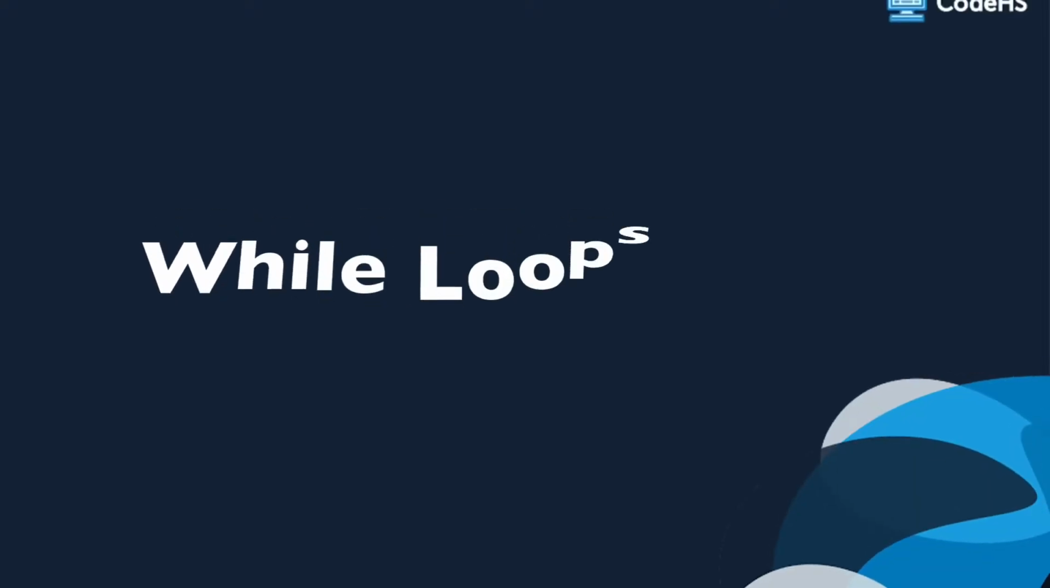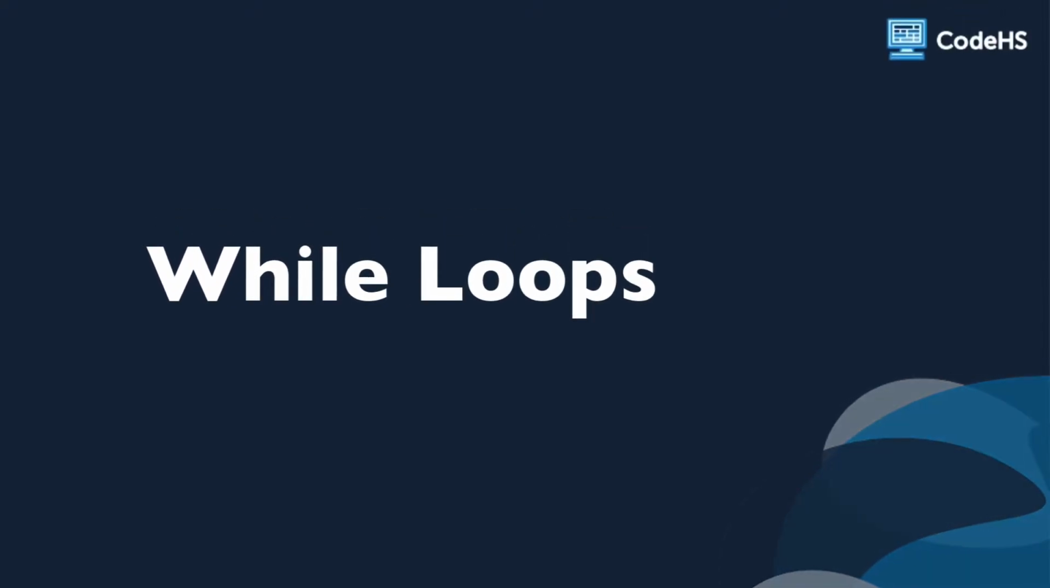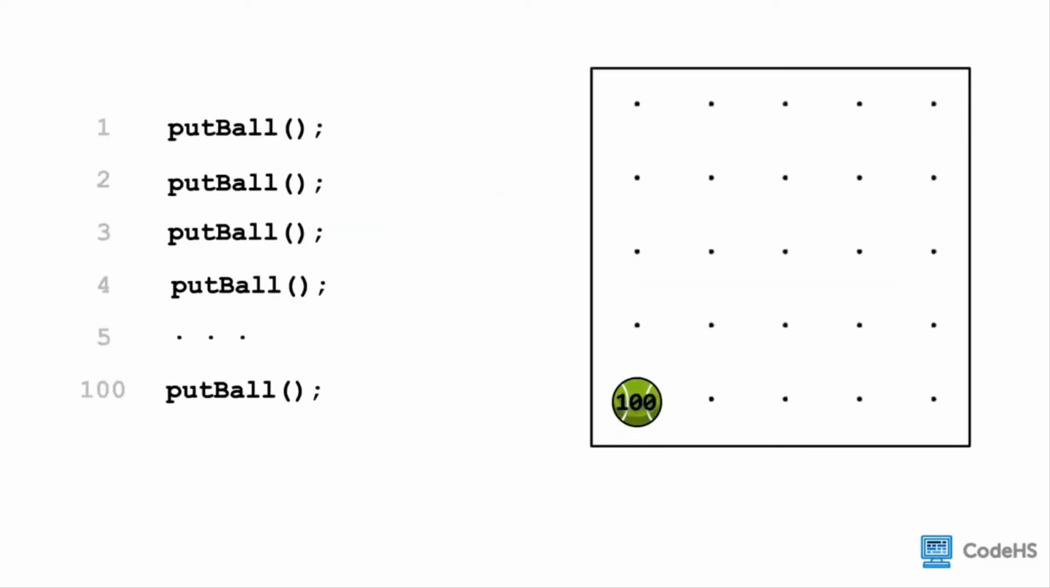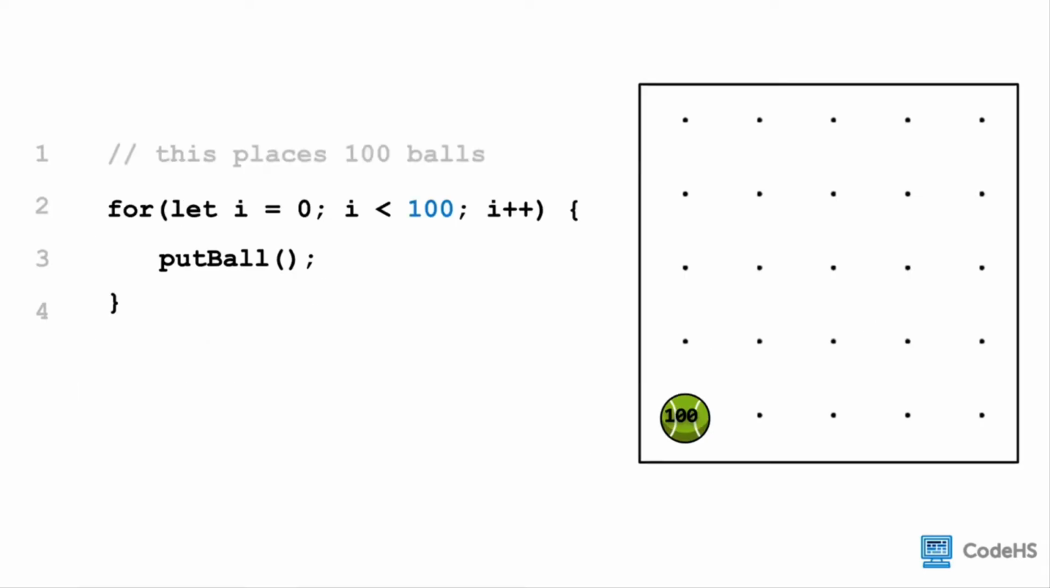Hi, in this video, we're going to take a look at while loops in Karel. A for loop is a control structure that repeats instructions for a fixed number of times. Instead of writing repetitive code to complete a task, such as having Karel place 100 tennis balls by calling put ball 100 times, we could use a for loop with a count of 100 because we wanted to repeat the action of putting down a tennis ball exactly 100 times.